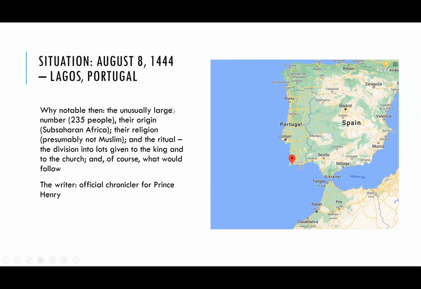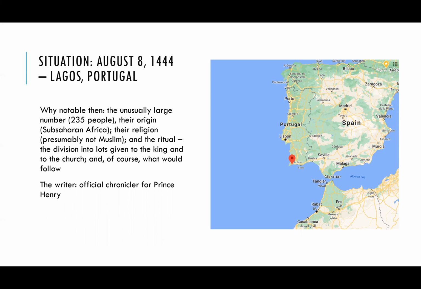So what's unusual is that there are a lot of people, 235, that they come from sub-Saharan Africa, and that their religion, they're probably not Muslim. So what are they? What do they believe? That's a little bit unusual and would have been shocking or surprising to the Portuguese Christians. And finally, the ritual itself, where these 235 people are divided into multiple groups, and some of those people are given to the prince, and some of them are given to the church.